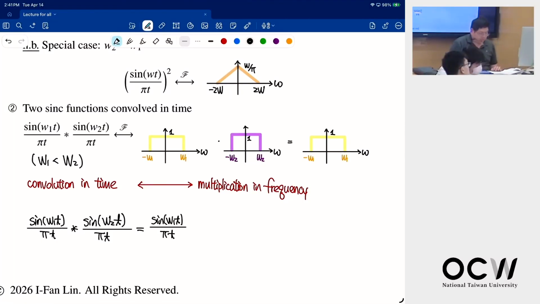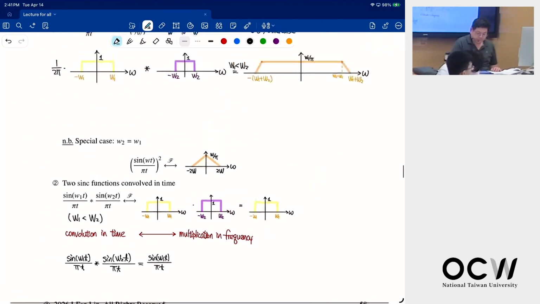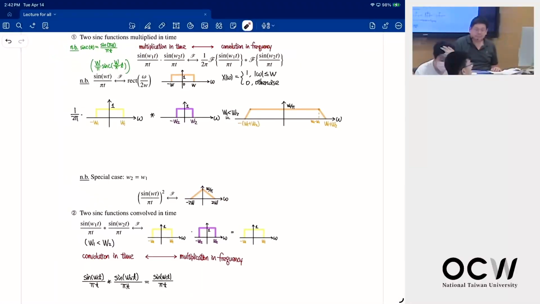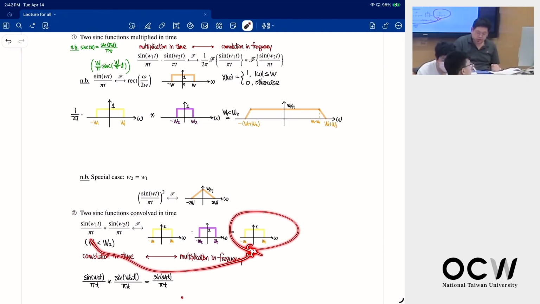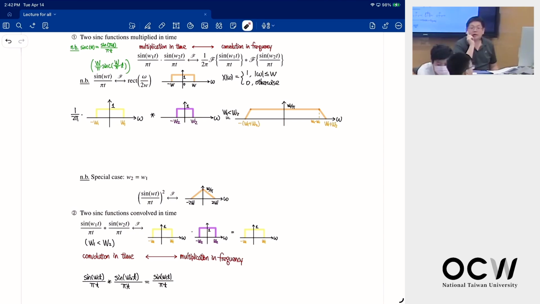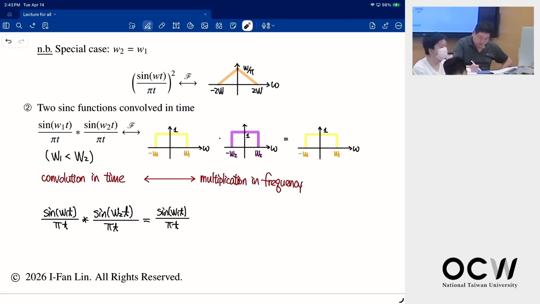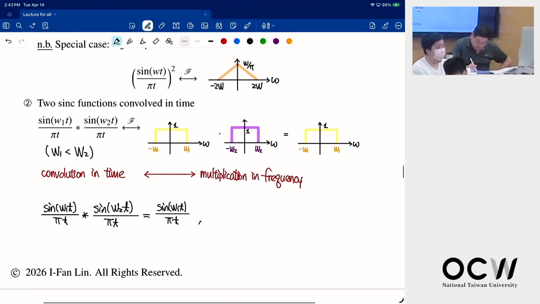Okay? Because you get this one, right? Rectangular pulse in frequency domain, that means I have a sinc function in time domain. And since the width is W1, so here. Okay, any questions for this? Here we should also say that W1 is less than W2.